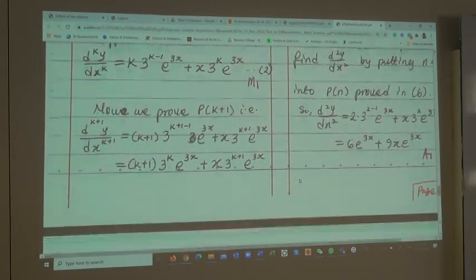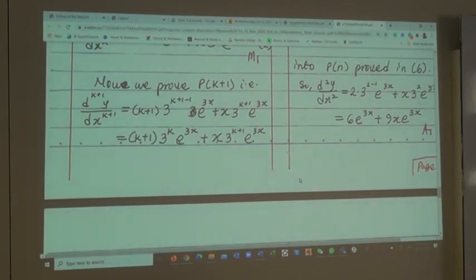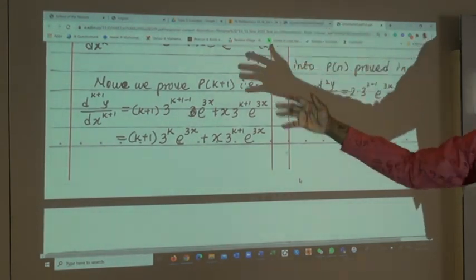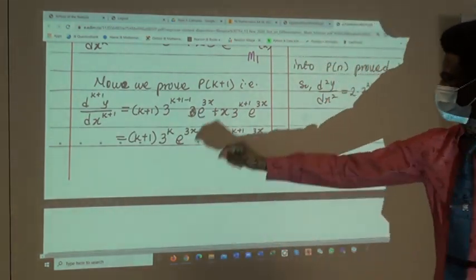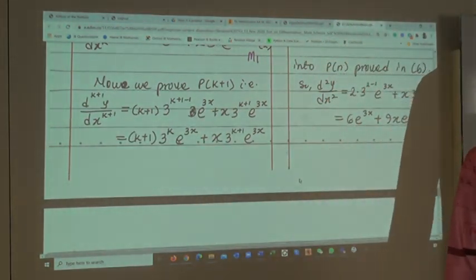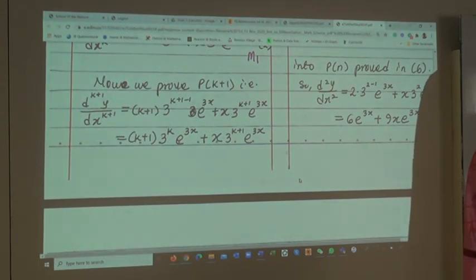Now we prove for P(k+1). Somebody wrote, now we prove for P(k+1), and decided to write this is equal to the answer. And they said, therefore it is true. What have you done? You haven't done anything. You just copied and pasted. Nothing has been done.